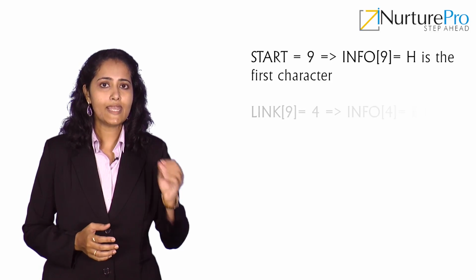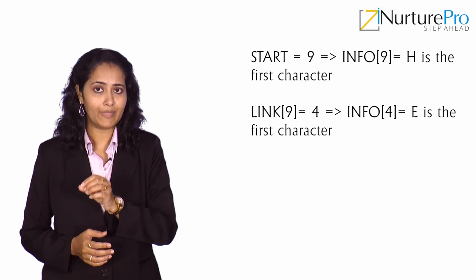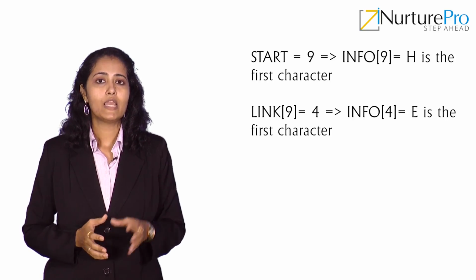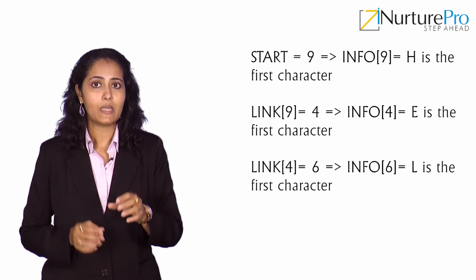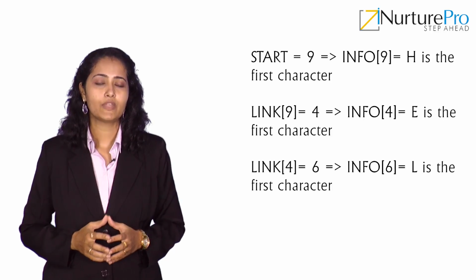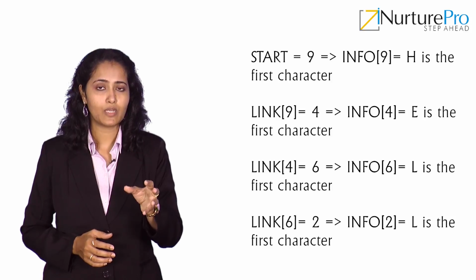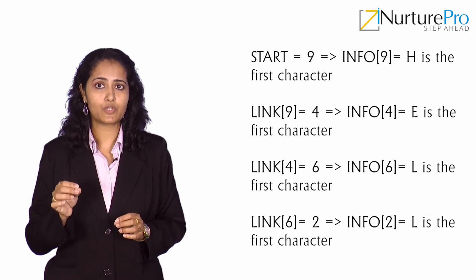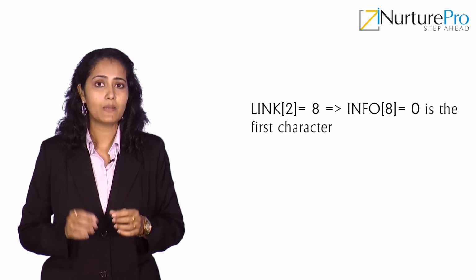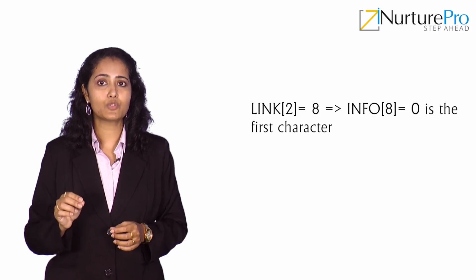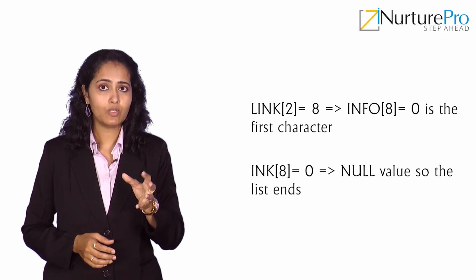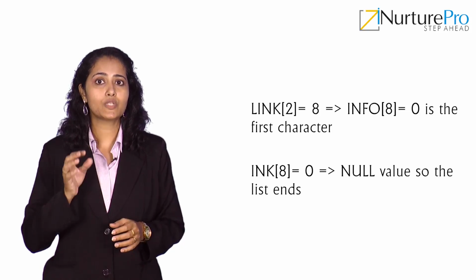character. Link of 9 is equal to 4 means info of 4 is equal to E is the next character. Link of 4 is equal to 6 means info of 6 is equal to L is the next character. Link of 6 is equal to 2 means info of 2 is equal to L is the next character. Link of 2 is equal to 8 means info of 8 is equal to O is the next character. Link of 8 is equal to 0 means null value, so the list ends.